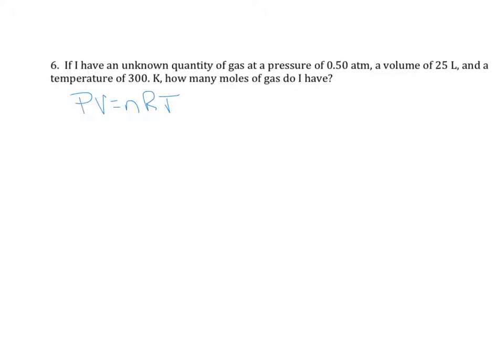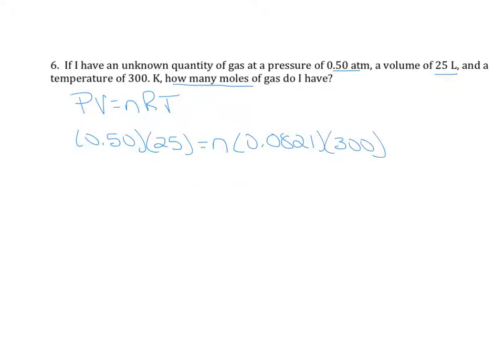I encourage you to write that down every single time and then just fill in what you know. So our pressure, it told us, was 0.5 atmospheres. Our volume, it told us, was 25 liters, equals n, which is our number of moles, and that's what we're trying to find. So we're going to leave that stay our variable. R is always 0.0821, and our temperature is 300 Kelvin.